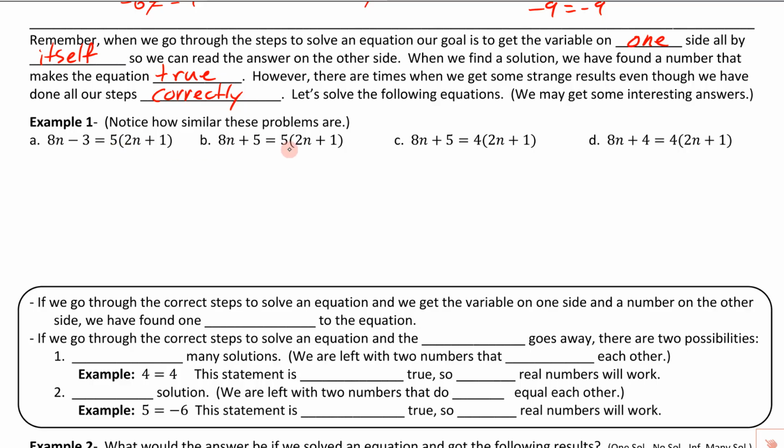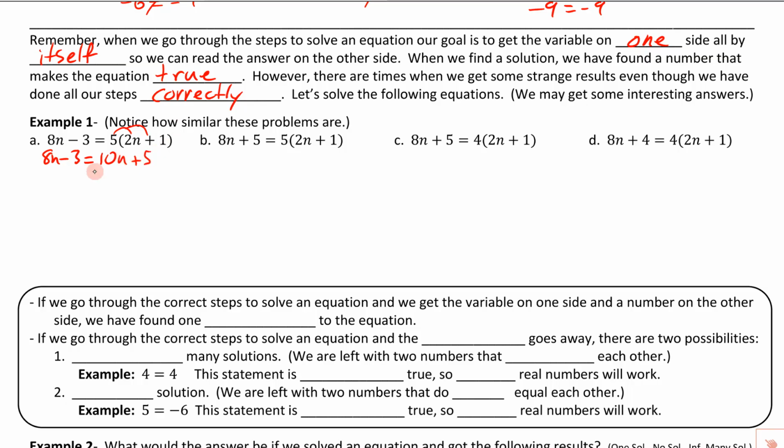Here we've got a 5 out in front to be distributed through, and here we've got a 4 to be distributed through. So solving these is going to be very, very similar on each one. So let's go ahead and take a look right here. On this side, we're not going to do any simplification. On this side we are, so I'm going to go ahead and distribute through. So we end up with a 10n, and then a plus 5.